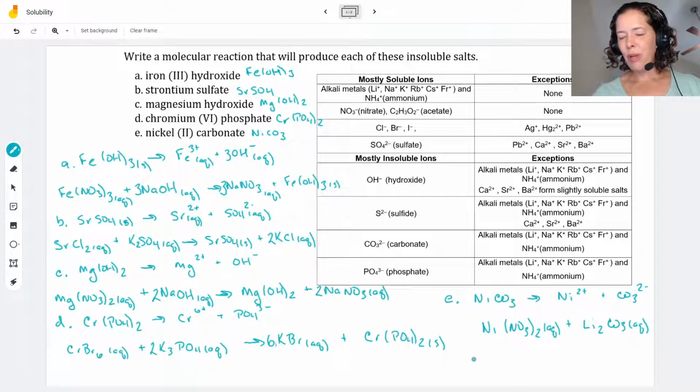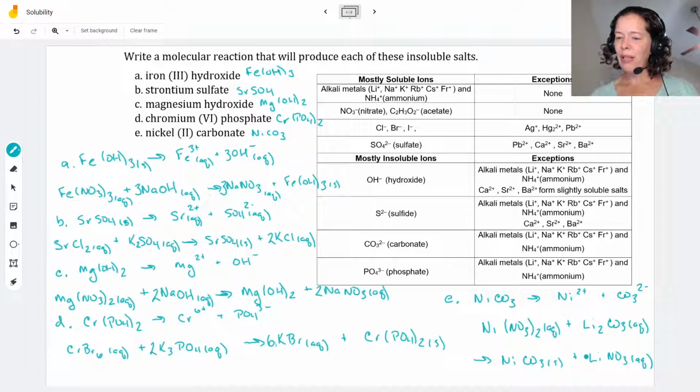All right, so I'm going to predict products down here. This is going to give me my nickel carbonate, which is insoluble, and I'm also going to get lithium nitrate, which is soluble. So the last thing I have to do here is balance. Let's put a 2 here. And actually that's it for that balancing. So that is my molecular equation for the insoluble salt. In this problem, you had to think like you were going to teach the problem, which is always a nice thing to do. Okay, let's go on.